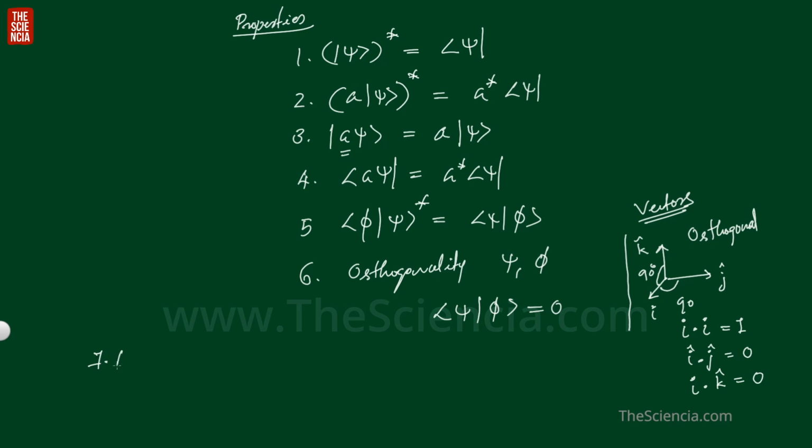Seventh property, normalized. We already discussed the idea of normalization. That is, if we take the inner product of psi with psi, we get 1, and psi with phi is equal to 1. That is, psi and phi are two different wave functions, and if they are normalized, then the inner product or scalar product of each with itself will be equal to 1. It is similar to i dot i, you know, i dot i is equal to 1. And it is similar to j dot j, j dot j is equal to 1.